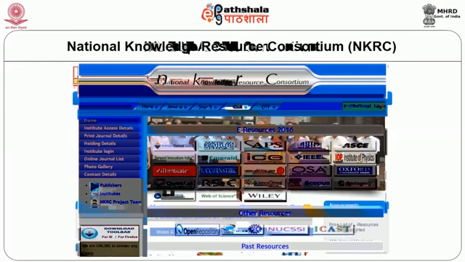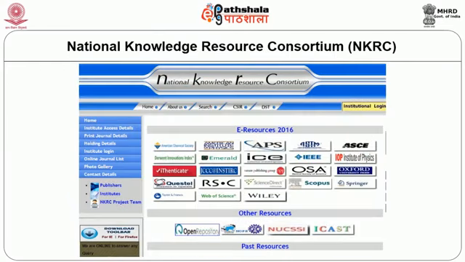National Knowledge Resource Consortium. The National Knowledge Resource Consortium was established in the year 2009. It is a network of libraries and information centers of 39 CSIR and 24 DST institutions. NKRC's origin goes back to the year 2001 when the CSIR set up the CSIR Electronic Journal Consortium to provide access to 1200 journals of Elsevier Science to all its members.